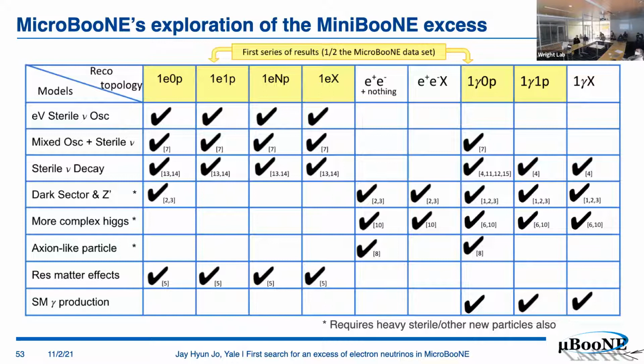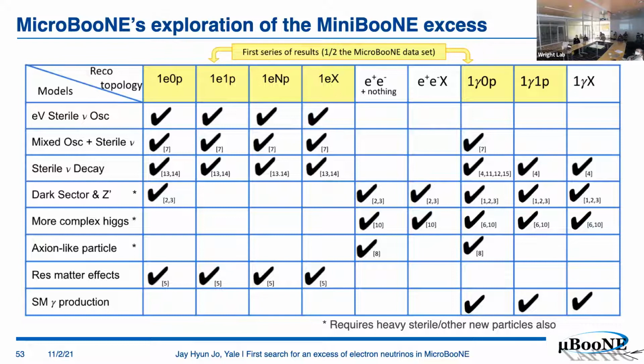So that's the result, and I want to expand our view a little bit wider before I finish. What we have observed in these different topologies is only a few of all the different models that could explain the MiniBooNE anomalies. You can see that these are all the different models, and this is not all of them. This is only a part of them. And these check marks are just showing you that the different topologies can check these different models.